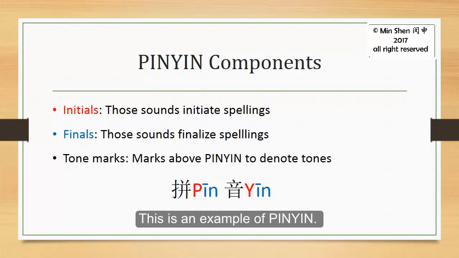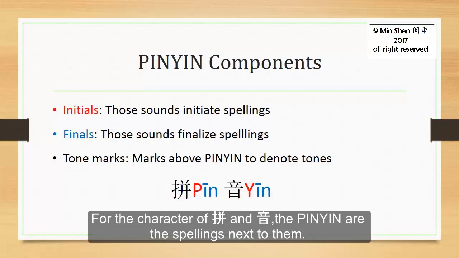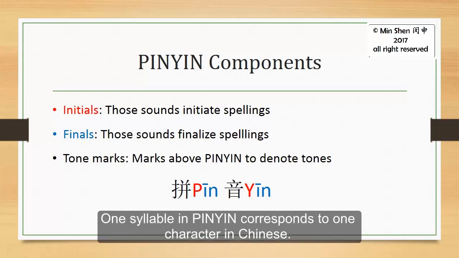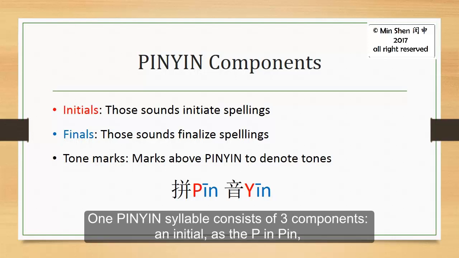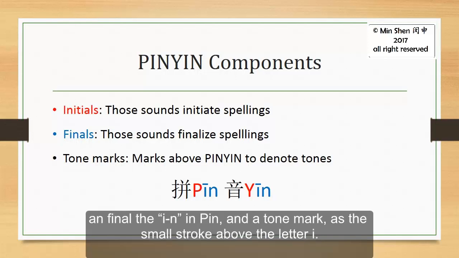This is an example of pinyin. For the characters 拼 and 音, the pinyin are the spellings next to them. One syllable in pinyin corresponds to one character in Chinese. One pinyin syllable consists of three components: an initial, as the P in pin, a final, the IN in pin, and a tone mark, as the small stroke above the letter I.